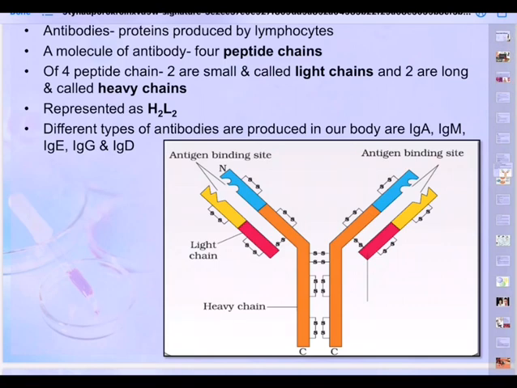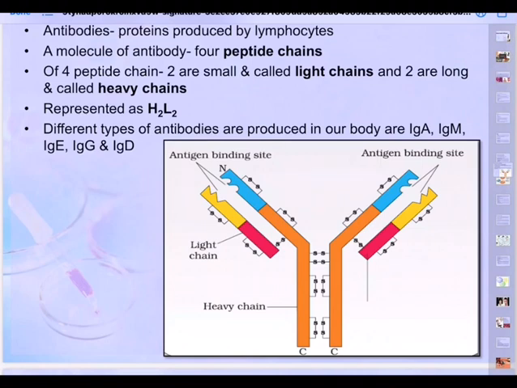It is produced early in the primary response. It is the most efficient antibody. It causes agglutination. It does complement fixation. So IgM is very, very responsible.